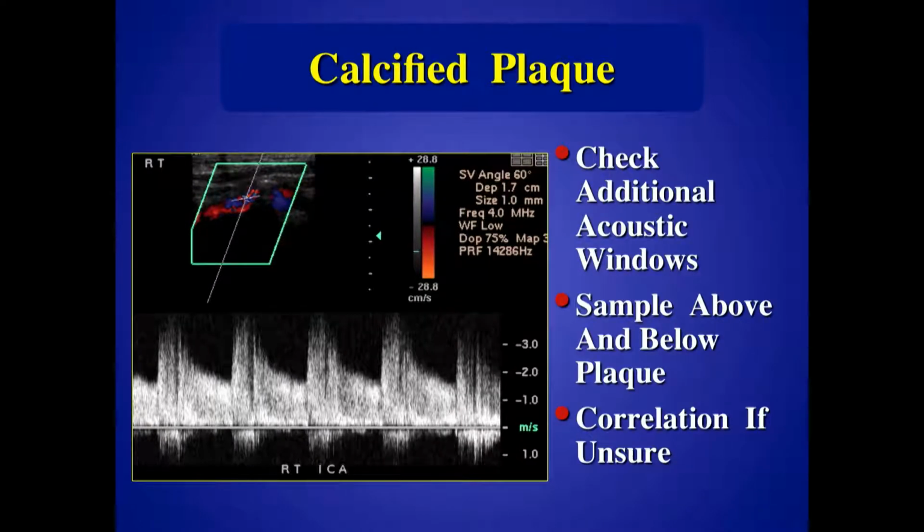So again, take-home points from a case like this is, if you have a large calcified plaque, it's possible you could be missing something significant. Check around the plaque, additional acoustic windows. Sample carefully above and below the plaque, so when you see a post-stenotic signal there, you can at least infer there's probably something going on that we're just not getting. Maybe we should do a correlative study if we don't get it.